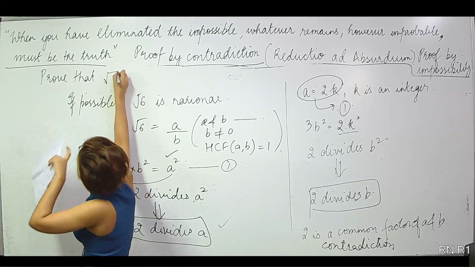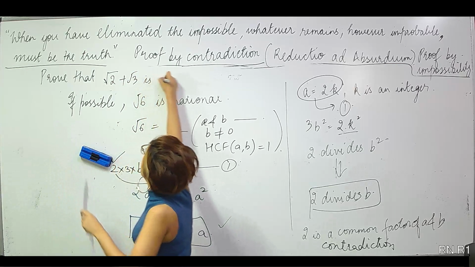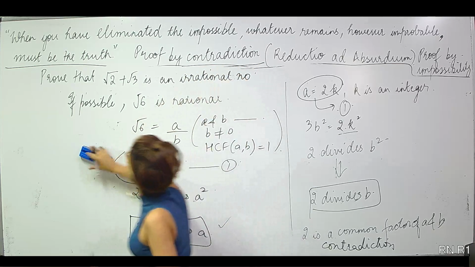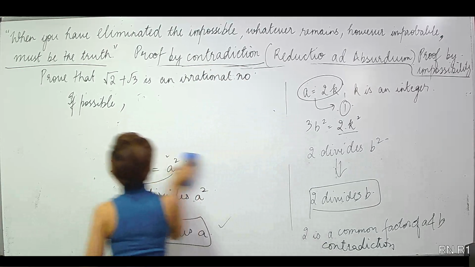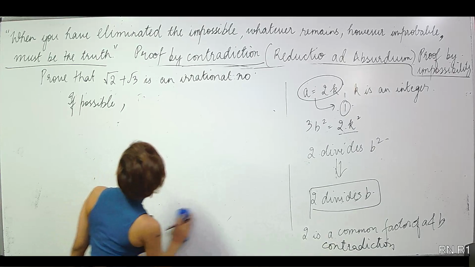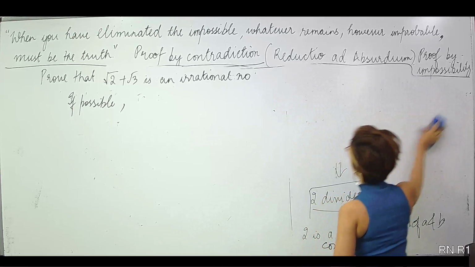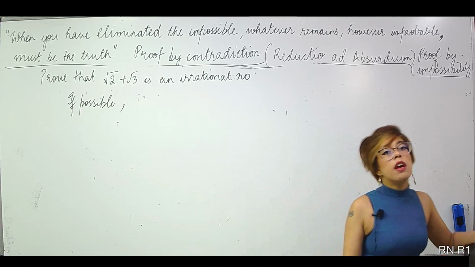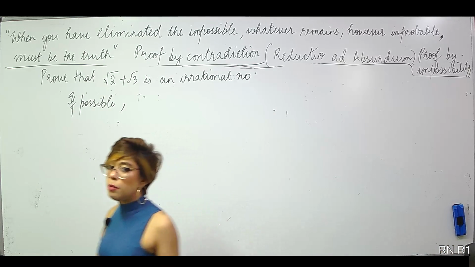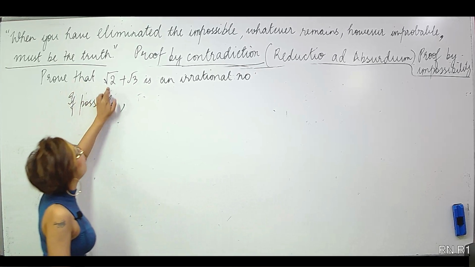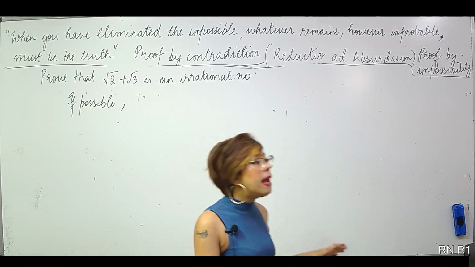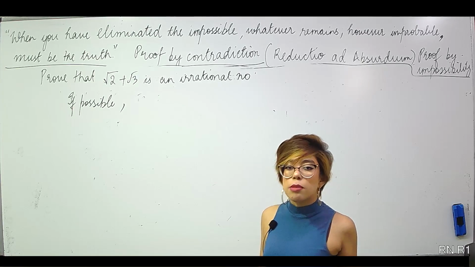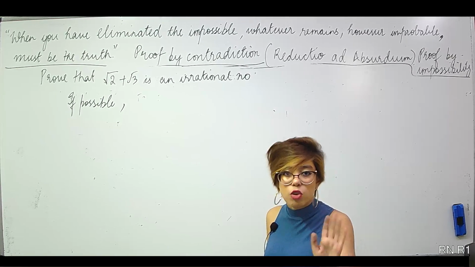root 2 plus root 3 is an irrational number. Same method, obviously. Right. Obviously, you can pause the video and then move forward, but I'll discuss it. Now, I need to prove that root 2 plus root 3 is an irrational number. Now mind it, you cannot say that sum of two irrational numbers is irrational. That does not make sense. You can take your irrational numbers to be 2 plus root 3 and 2 minus root 3. Add them up, that is not an irrational number.